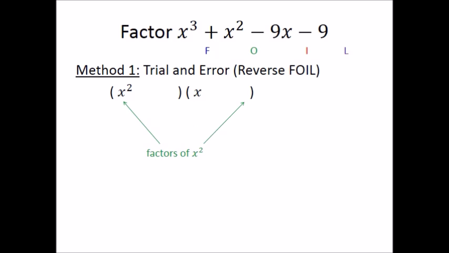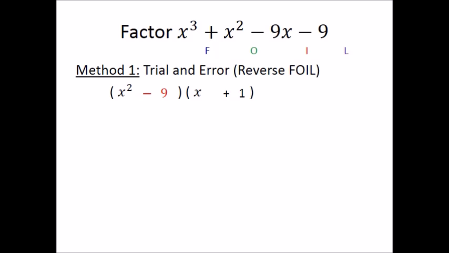The outer terms need to multiply to equal x squared. Since I already have x squared in one of these positions, the other factor must be positive 1. And to make my inners and last terms multiply to negative 9x and negative 9 correctly, that last empty space must be a negative 9.